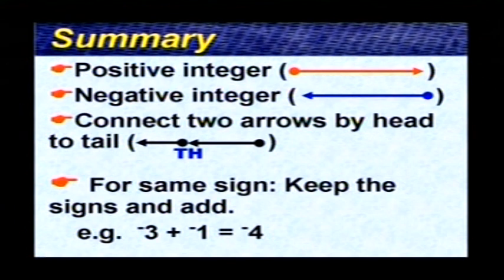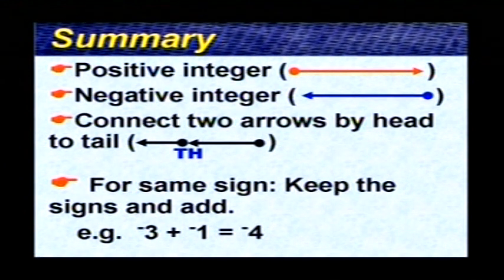A negative integer on the number line is shown by the arrow going towards the left direction. So in other words, if you see the arrow going towards the left direction, you must know that the number is a negative integer. If it is going towards the right direction, then that integer is a positive. So the arrow indicates whether the integer is positive or negative on the number line.